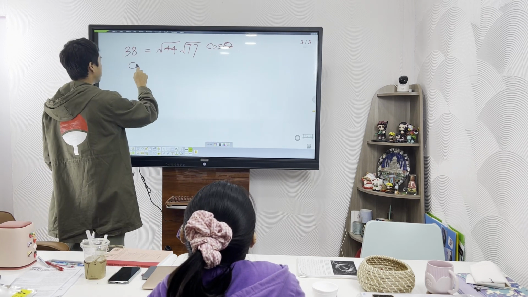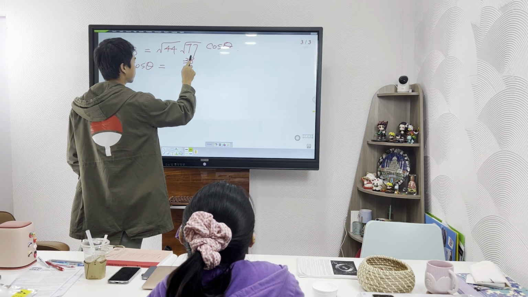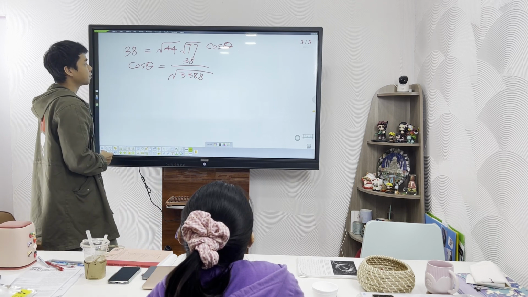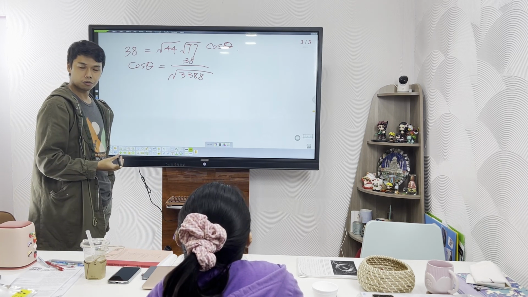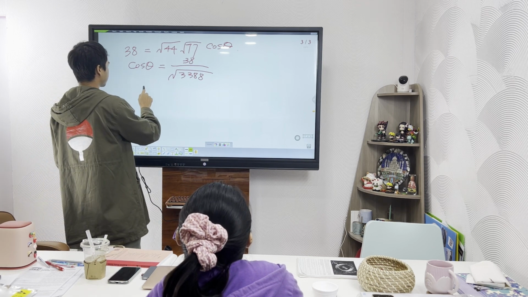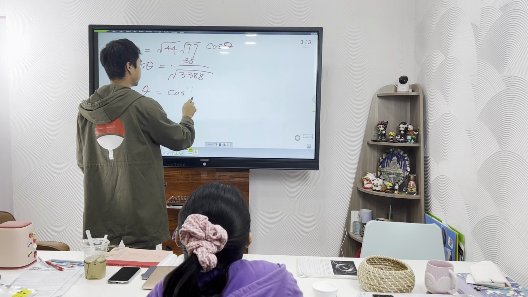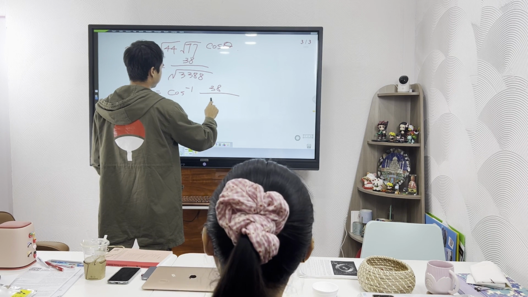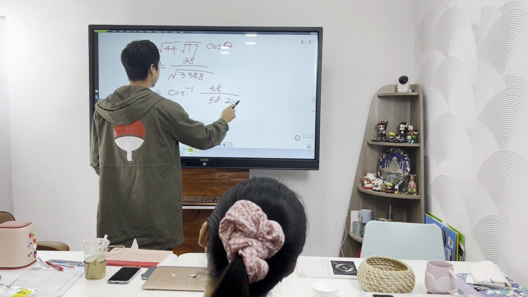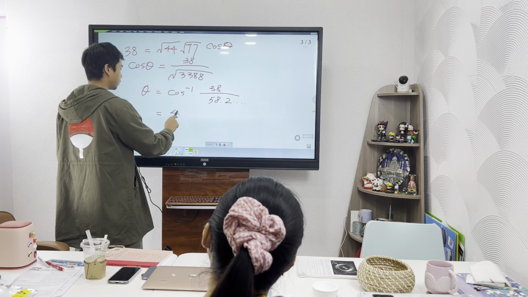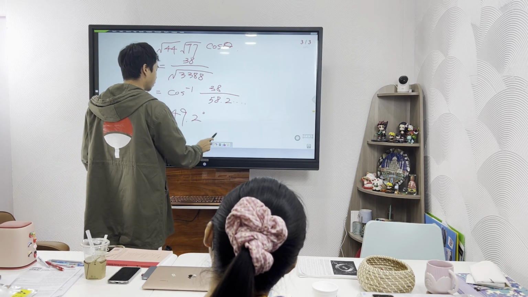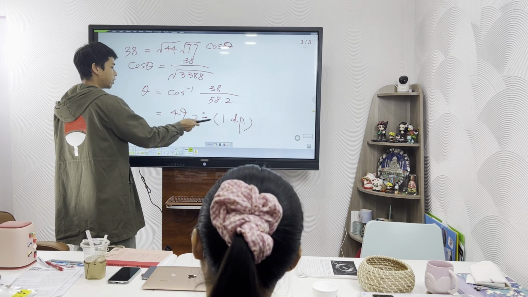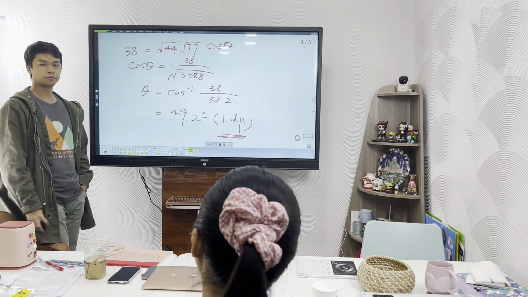Okay, so cosine theta equals 38 over the square root of 3388. 44 times 77, can you check? Is it 3388? I think so. So theta equals cosine inverse of 38 over that, which is 58.2 or something like that. Then this will be 49 by calculator, 1 dp. Always remember, when you have a degree, keep it to 1 dp. Okay?